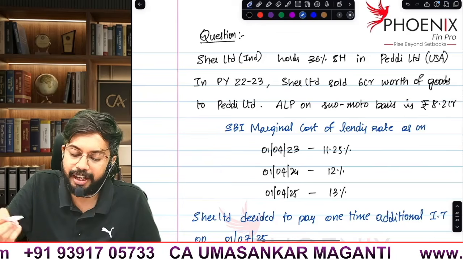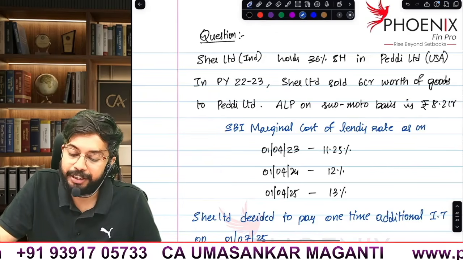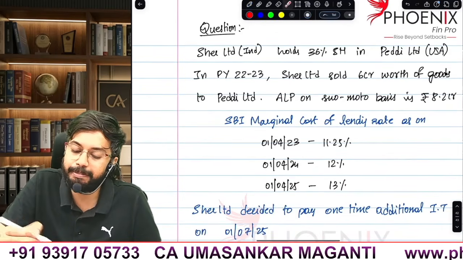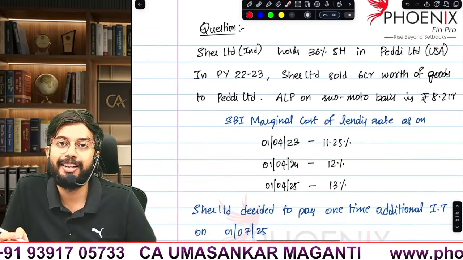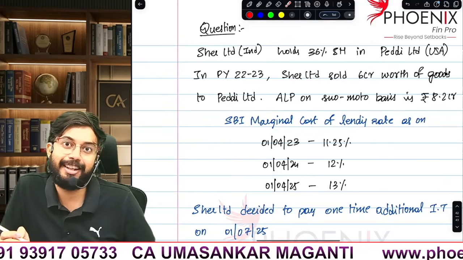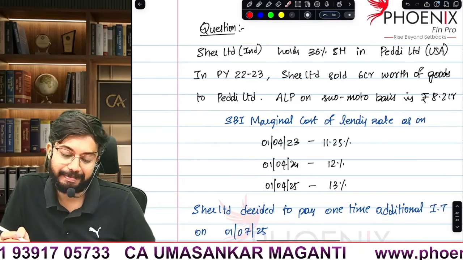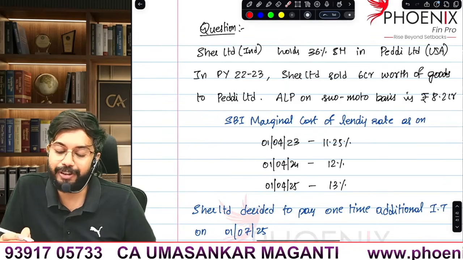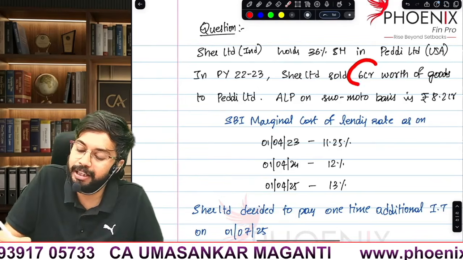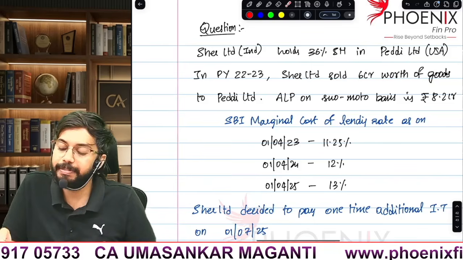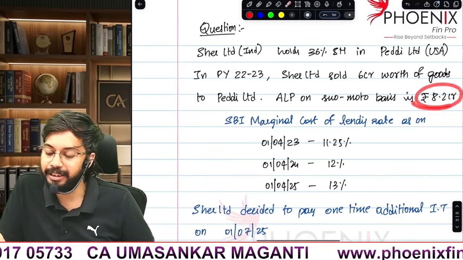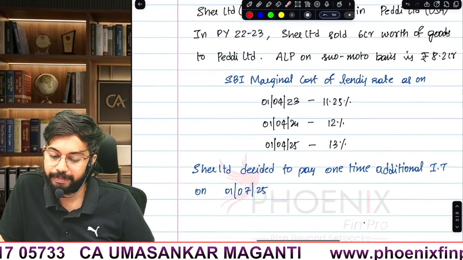There is Share Limited, an Indian company. Share Limited holds 36% shareholding in Peddi Limited, USA. Okay, Peddi Limited is not an Indian company, it is a US based company. In previous year 22-23, Share Limited sold 6 crore worth of goods to Peddi Limited. Arm's length price on suo motu basis is 8.2 crores.